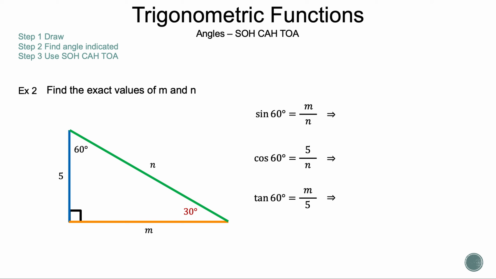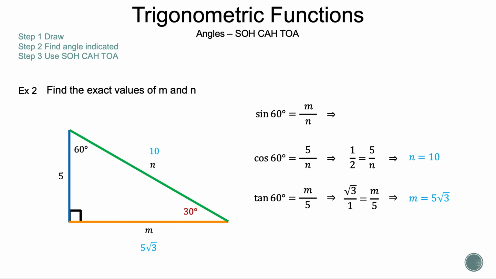Now let's skip sine of 60 degrees, because it has two variables. Let's begin with cosine of 60 degrees. Using the properties of a 30, 60, 90 triangle, we know cosine of 60 degrees is equal to 1/2. So we can set 1/2 equal to 5 over n. Let's cross multiply, so n is equal to 10. Let's continue with tangent of 60 degrees. Using the properties of a 30, 60, 90 triangle, we know tangent of 60 degrees is equal to the square root of 3, or the square root of 3 over 1. So we can set the square root of 3 over 1 equal to m over 5. Let's cross multiply, so m is equal to 5 square root of 3. And that is example 2.